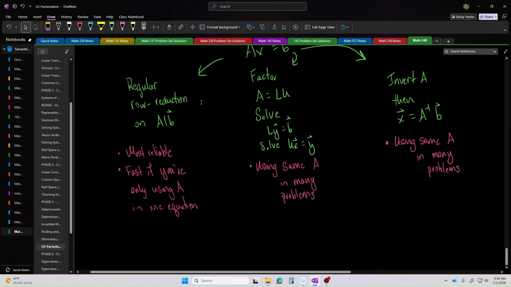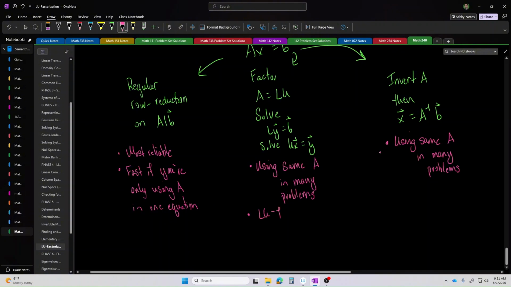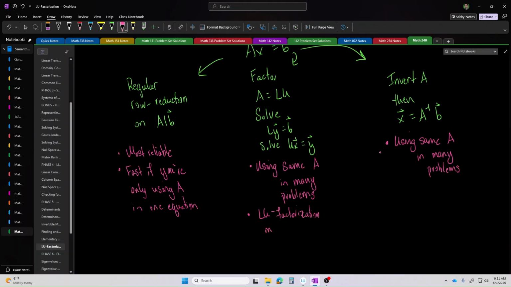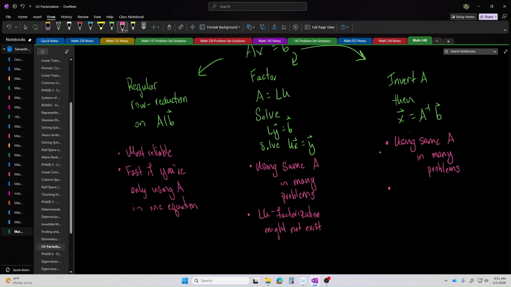But the downside of these other methods is that not only are they slow for a sort of one-off or one-shot problem, it's also not possible to use these other two methods in certain situations. If you cannot row reduce your matrix A without swapping rows, then the LU factorization might not even exist. Likewise, if you're dealing with a singular matrix, A inverse might not exist.